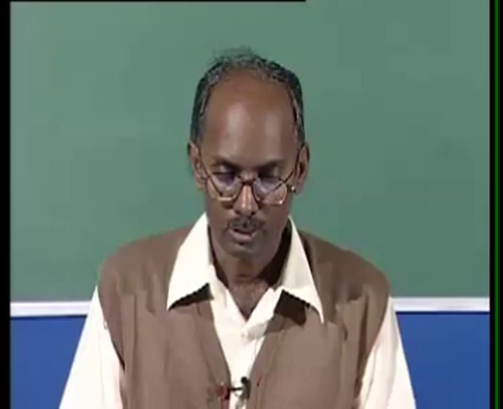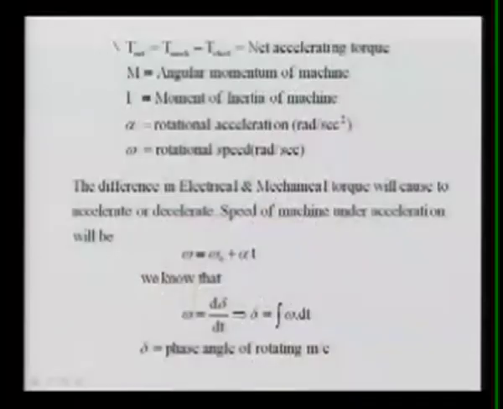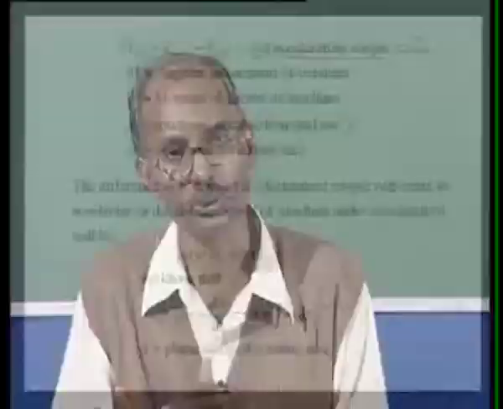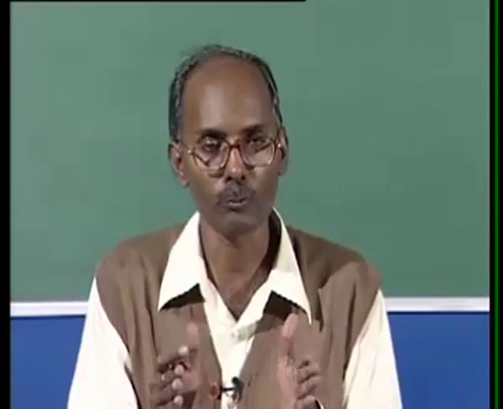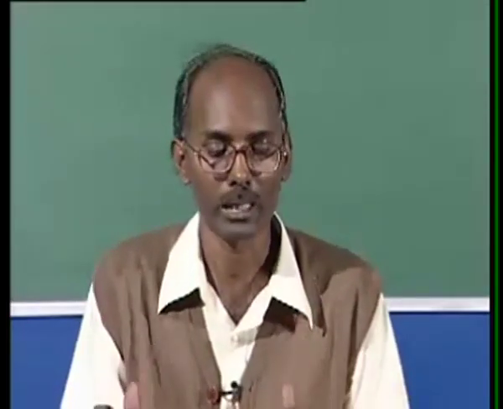Now, as I said, the T net is nothing but the T mechanical minus T electrical, and this is also called the net accelerating torque, and sometimes people call it TA. So TA, T net, in different books you will find different names. This is nothing but the difference of the input torque and the output torque. That is the net torque inside the rotating mass, and that is called net accelerating torque.